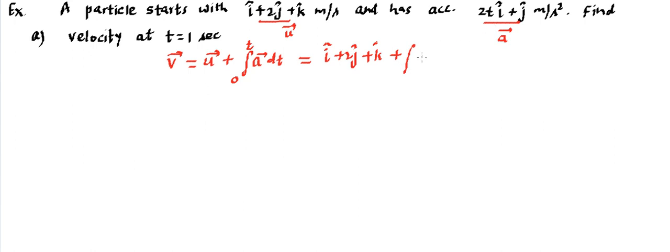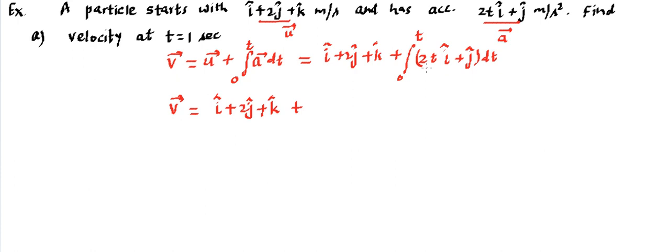So we need to place the value of acceleration, which is 2t i cap plus j cap, dot dt, and then we need to place the limits. Again our limits are running from 0 to t. So v vector is equal to, u will remain as such, and this has to be integrated. There are going to be two terms, so you go for both terms' integration separately. i cap, j cap are constants, so treat them like constants. The first term is i cap plus 2j cap plus k cap, or you can say the value of u.